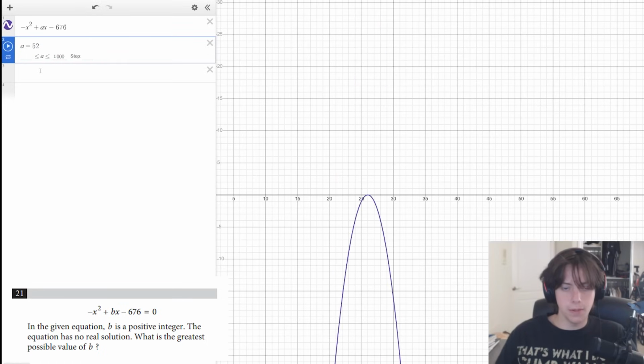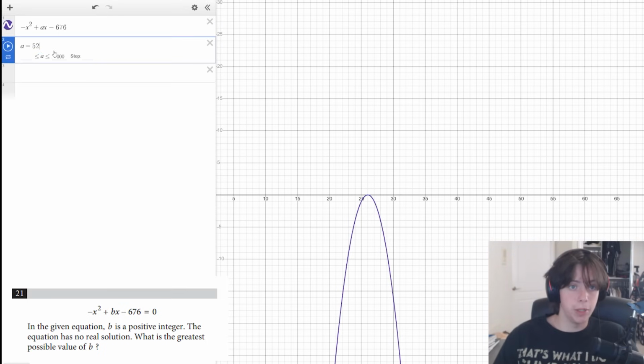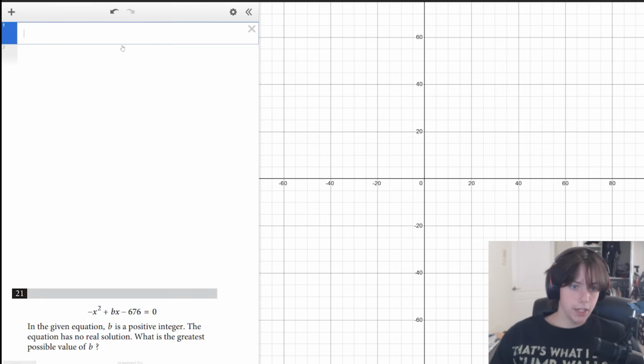So a equals 52, we see that we have one solution, but it says no real solutions. So we have to go down even more. So a equals 51 would be our next highest positive integer, and so our final answer would just be 51, because 52 doesn't work. Moving on to question number 22.